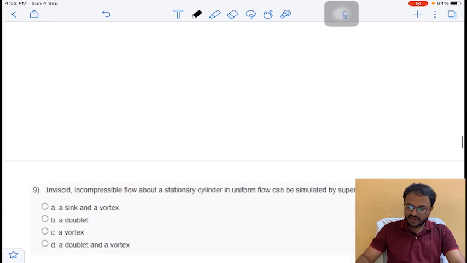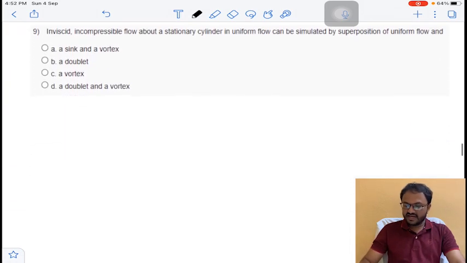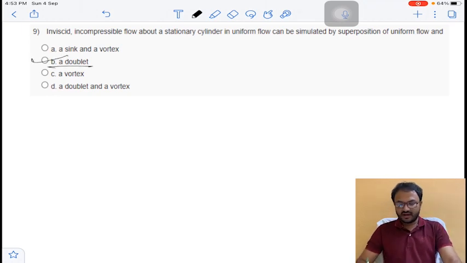Coming to question number 9. Incompressible flow about a stationary cylinder in uniform flow can be simulated by a superposition of uniform flow and a doublet. This is a basic statement. So answer B for question number 9.